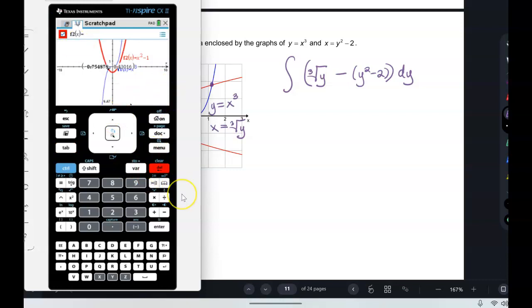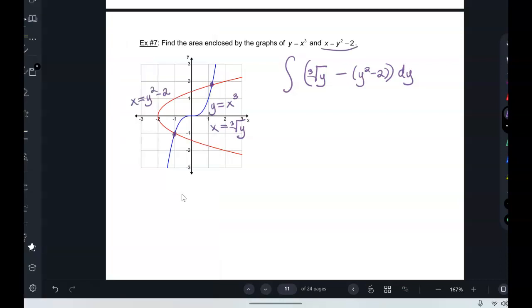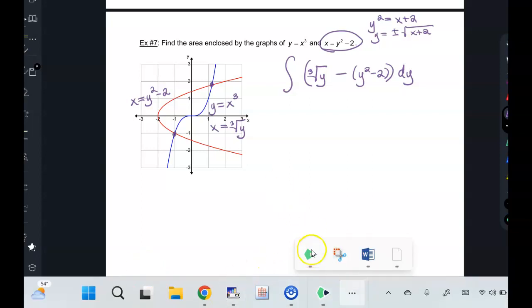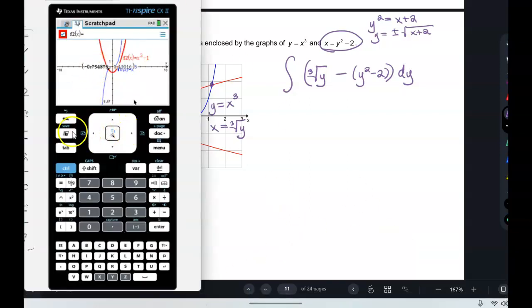So what happens in the second equation? If I change this to y squared equals x plus 2, I would have plus or minus the square root of x plus 2, the sideways parabola. So I'm going to put in the square root of x plus 2, graph that, and then the negative square root of x plus 2. Okay, so now we have our lovely graph here.